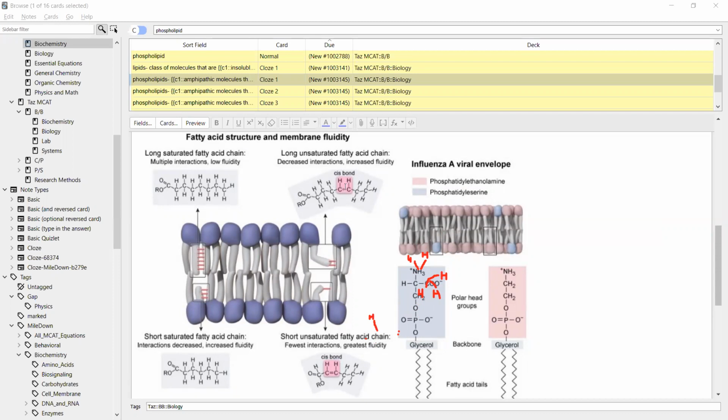However, what if we have a degree of unsaturation? This causes a bend, because that bond is rigid, right? This causes a bend in the tail. When we have a bend in the tail, it causes a gap and less binding between the phospholipids, and it causes less packing together, right? So this has some big effects on fluidity, on membrane fluidity. So what is membrane fluidity?